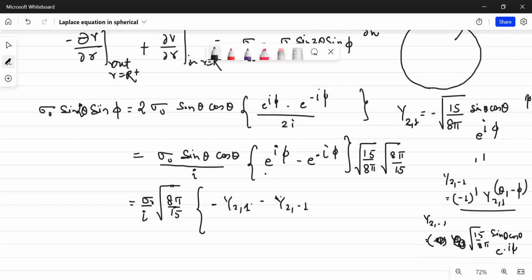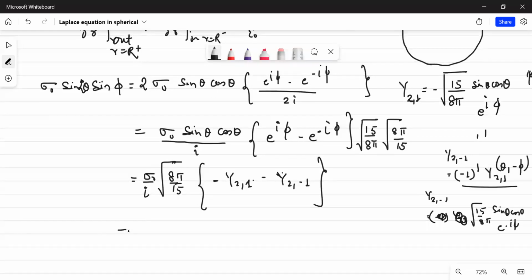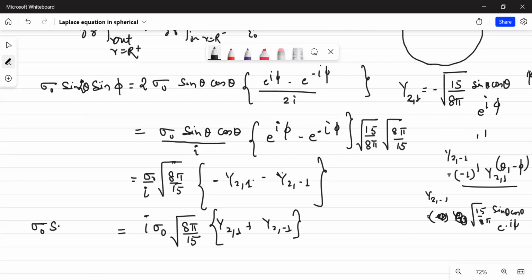So overall this whole equation, this will be Y2 minus and negative both sides. And you take iota, multiply iota below and above, so you'll get iota square below, so that this negative sign gets absorbed. So this is iota sigma naught root over 8 pi upon 15, and this is Y21 plus Y2 minus 1. So you are now able to understand that your surface charge density in terms of spherical harmonics, I can write it in this way. This is my first step.